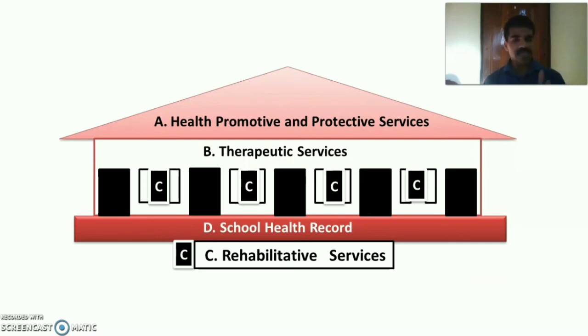So far we have discussed the school health services or school health program, its aspects, components and elements. Broadly, it is classified into four areas: health promotive and protective services, therapeutic services, rehabilitative services, and the last one is the school health record.